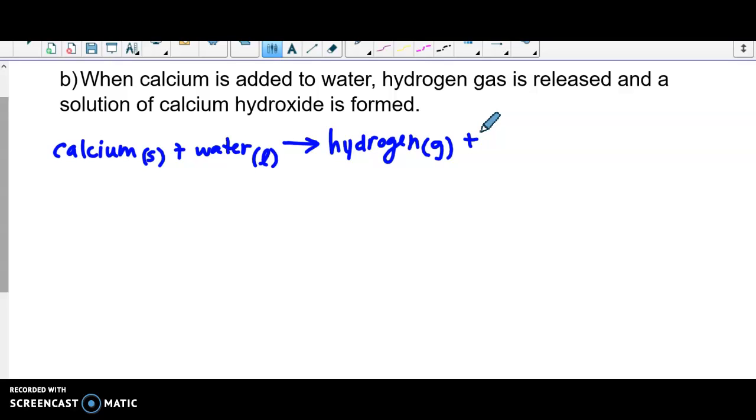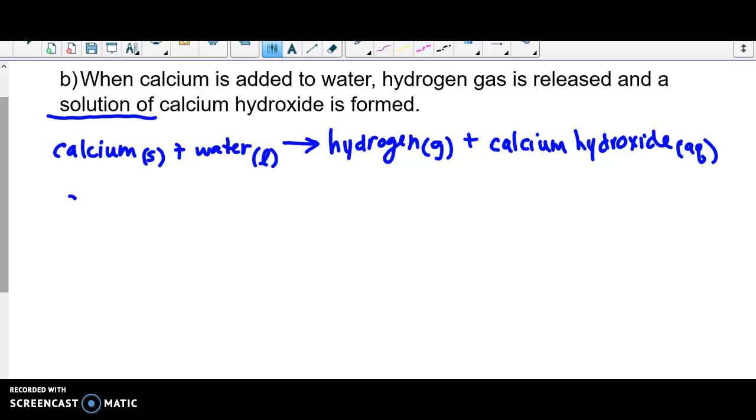Calcium hydroxide, you're going to have to go back to what you know about writing the name and formula for ionic compounds. That'll come later. Right now, I'm just going to write calcium hydroxide. This is an aqueous solution. How do I know that? Because it says a solution of calcium hydroxide, so aqueous solution, AQ.